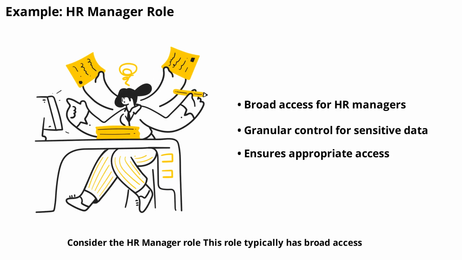Consider the HR manager role. This role typically has broad access, including the ability to view and update employee records, manage benefits, and run reports. However, even within this role, certain sensitive actions like accessing executive compensation might require additional permissions. RBAC allows for this level of granularity, ensuring that access is always appropriate.